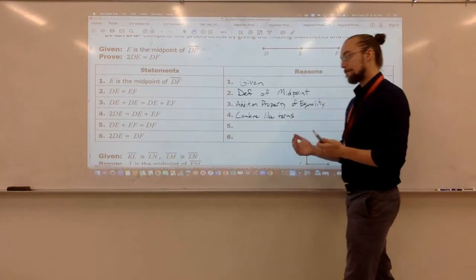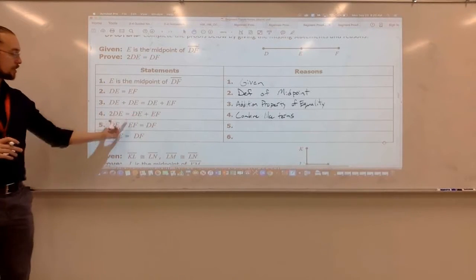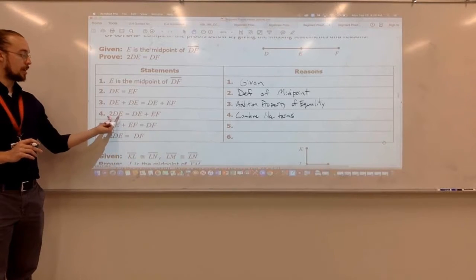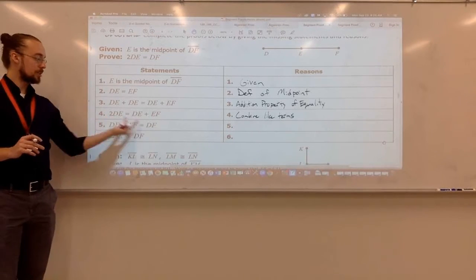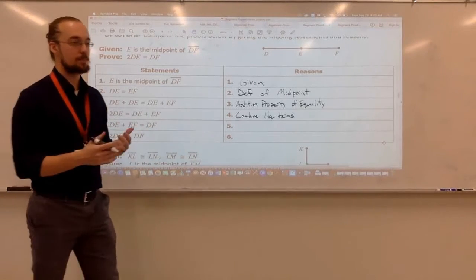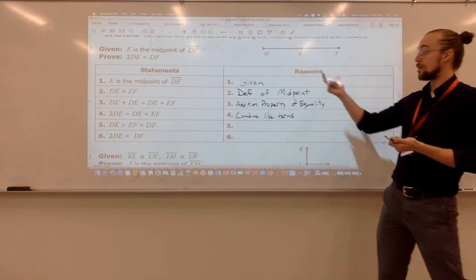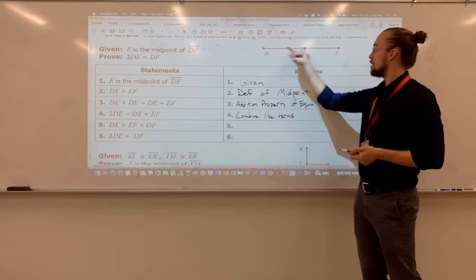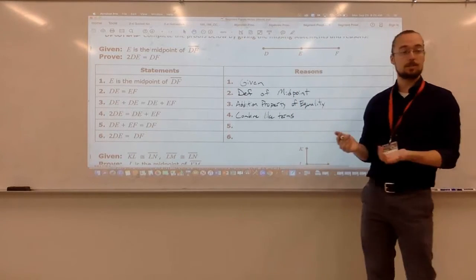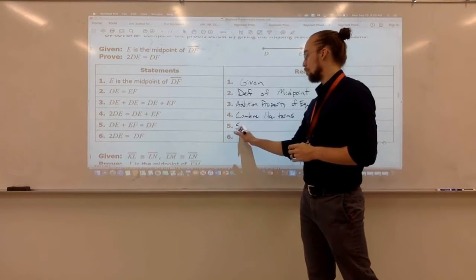Okay, so just looking from this line to this line, we've got DE plus EF and DE plus EF, and I don't really see any immediate way to claim that 2DE has to be the same as DF. So in this case, I actually have to go back to the diagram and say, if I look at the diagram, DE plus EF equals DF, the whole thing. That's our segment addition postulate, right? Just saying the addition of two pieces makes up the whole.